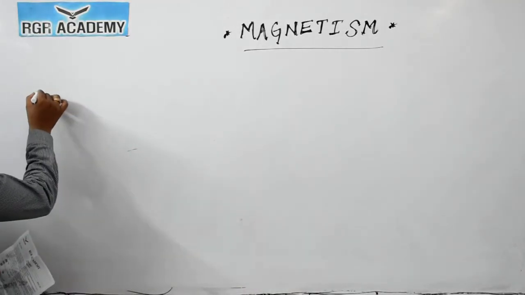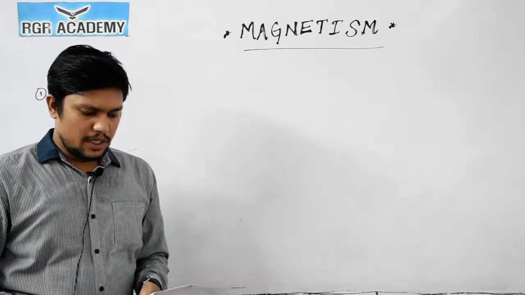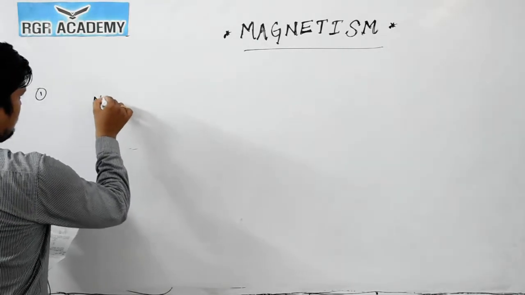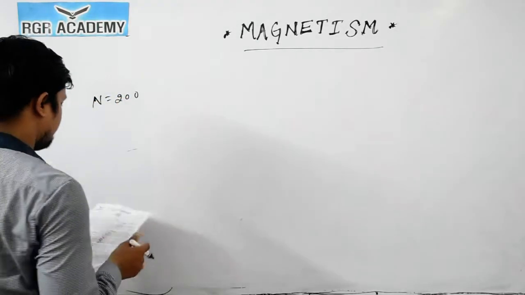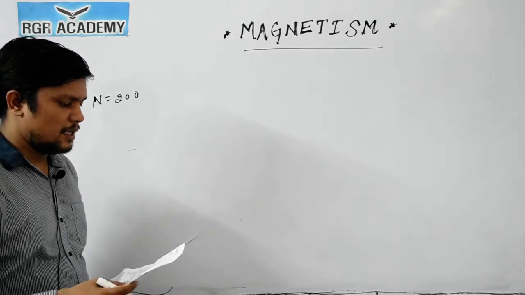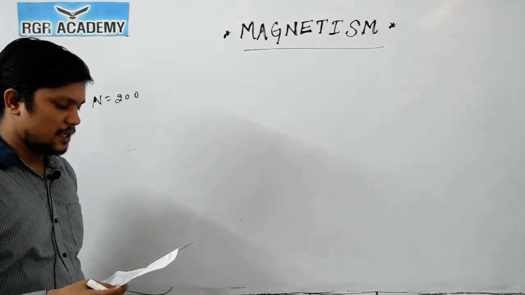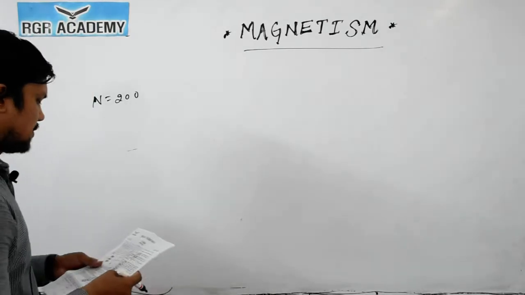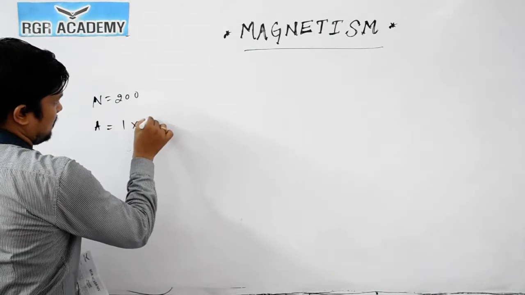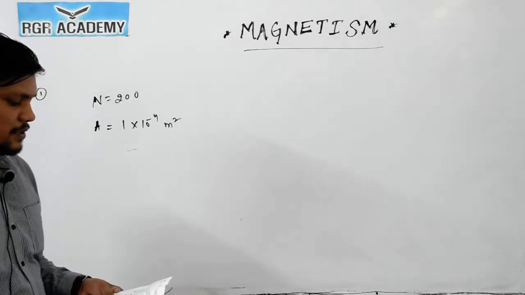Question number 1: a small coil C with number of turns 200 is mounted on one end of a balance beam and introduced between the poles of an electromagnet as shown in the following figure. Area is given as 1 centimeter square, which I will write as 10 to the power minus 4 meter square. Directly I have converted into meter square.